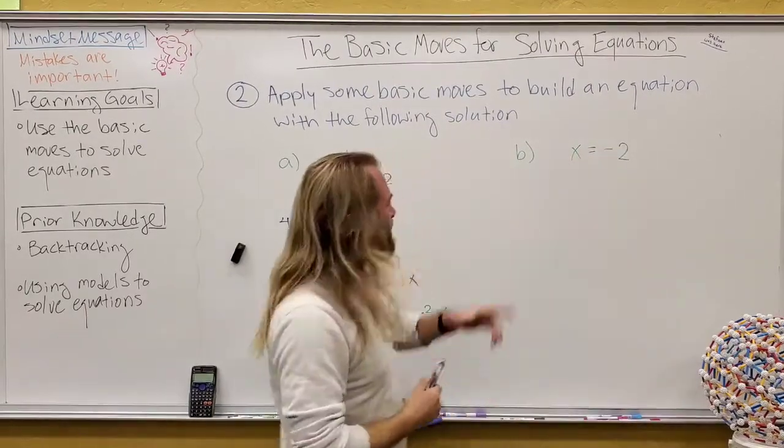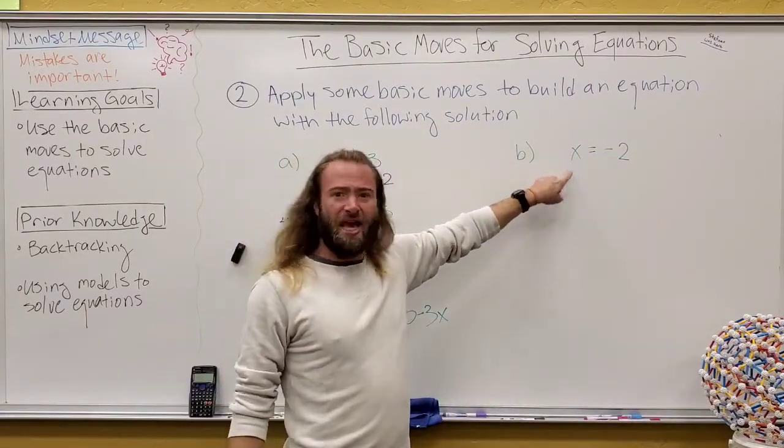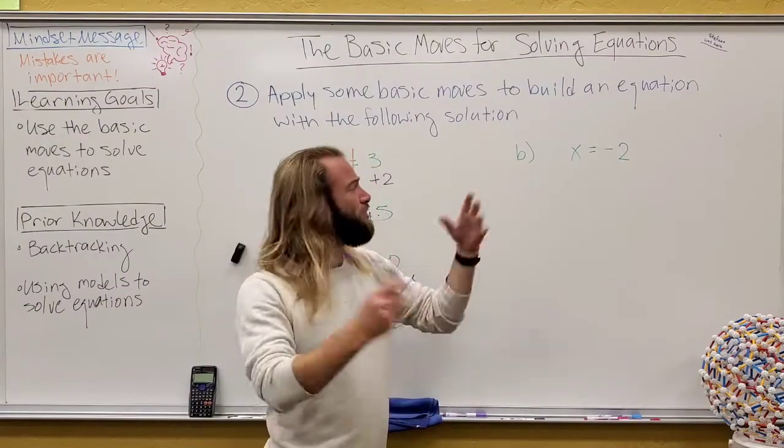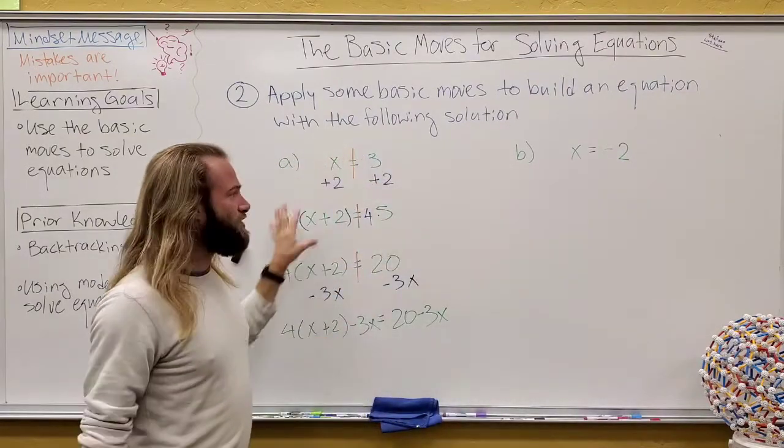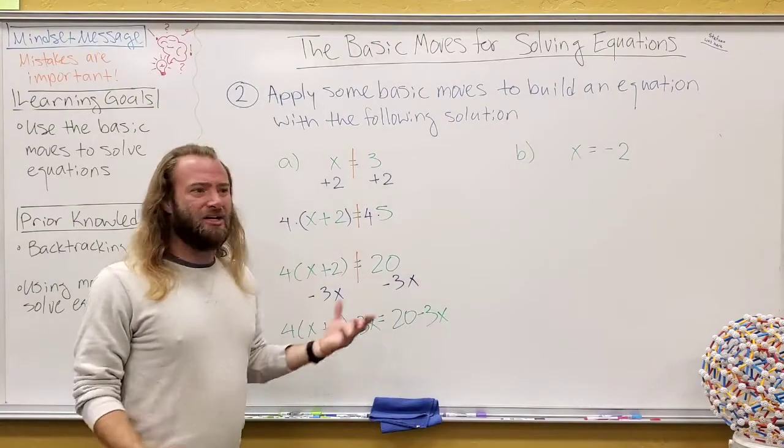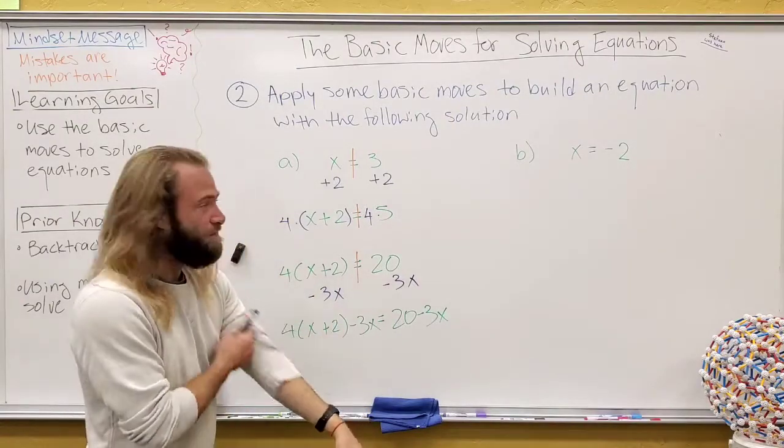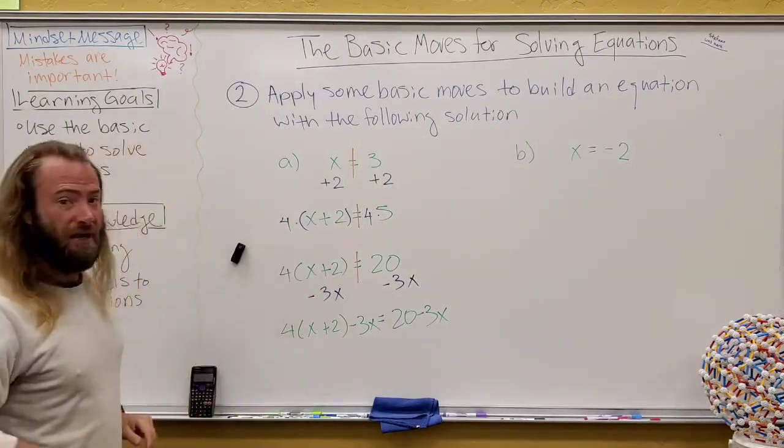Why don't you just take a stab at it yourself for this solution, x equals -2, and just build your own equation in the same way that we did this. We're not going to come back and do it together because this is entirely yours to build, but I will look for it in your notes, okay?